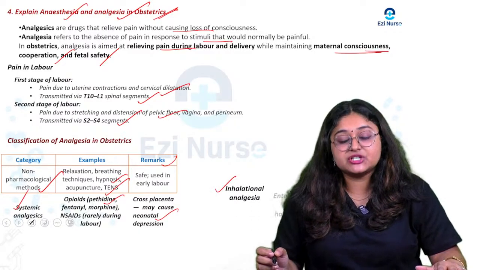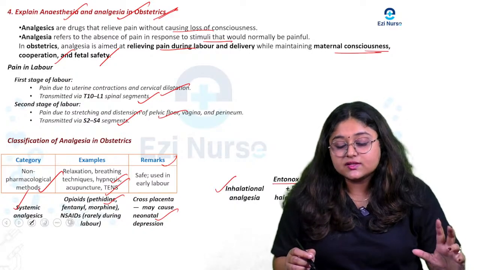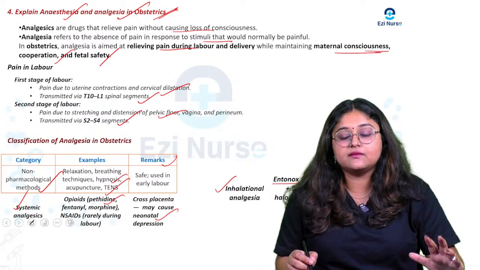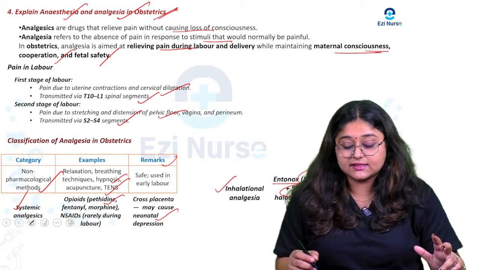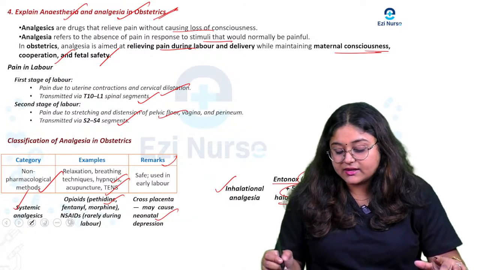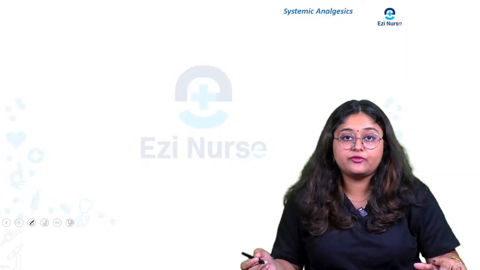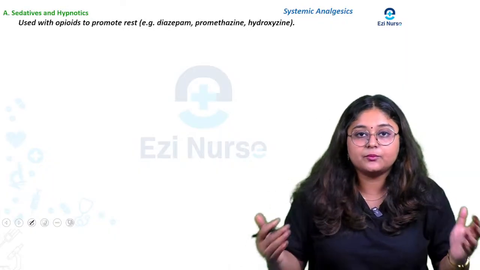Next is inhalation analgesia. In that you can give Entonox. Okay, Entonox mask is nothing but a mask in which you can get 50% nitrous oxide along with 50% oxygen, and also halothane, which is rarely used now. What is the remark? It is very effective and self-administered. Okay, now come to the systemic analgesics. One by one I am going to discuss.